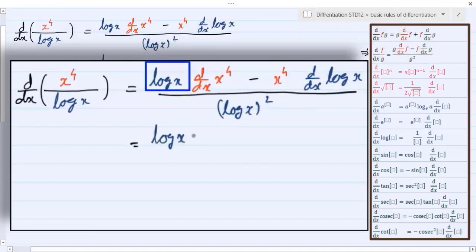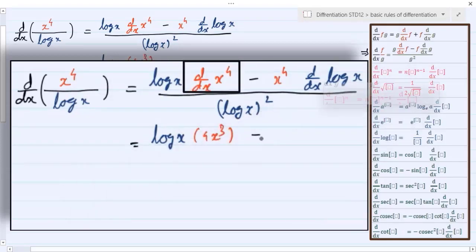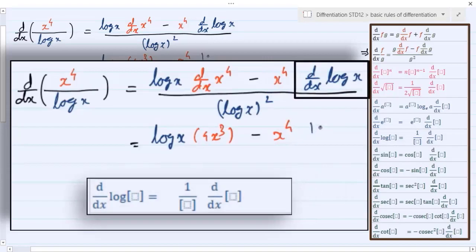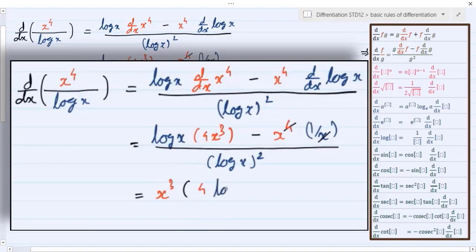In the first term, log x will be as it is. Differentiation of x^4 is 4x^3, minus your x^4 will be as it is. Differentiation of log x will be 1/x and the denominator will be as it is. If you want to simplify this, x will cancel out, the power will reduce by 1, and we can take x^3 common. So from the first term, the remaining term is 4 log x, minus from the second term, the only remaining term is 1, the whole divided by log x the whole square. Ta-da! You can consider this as your final answer.